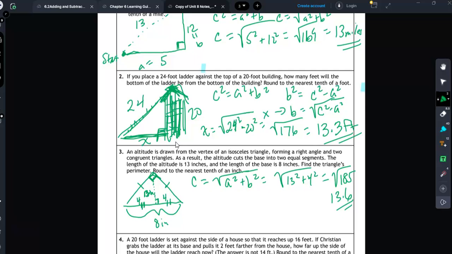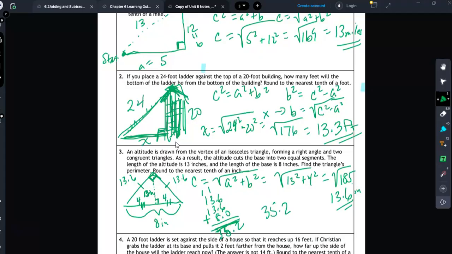And that is in inches, but we're not done, right? Because we have to figure out perimeter. So each of these is 13.6, 13.6, and this base is 8, because it wants the big triangle. So we figured out these legs. We have 13.6, 13.6 plus 8.0. What do we get? 12, carry the 1, 11, plus 3 is 14, plus 1 is 15, carry the 1, so we should get 35.2.